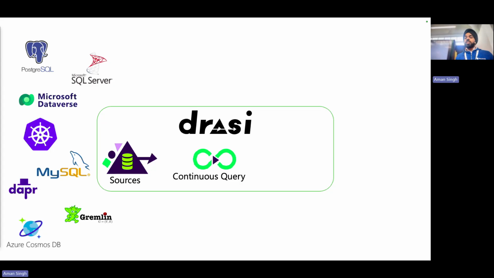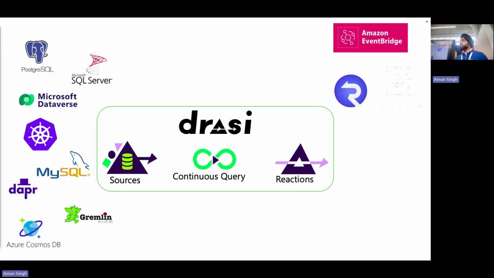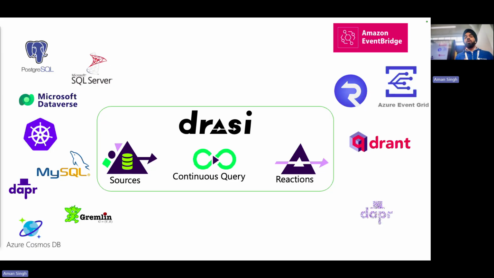So, sure, we get an always current result set and a stream of exactly what is changing, but what can we do with that? Well, that's where the final piece comes in. It is called reactions, and reactions invoke external systems when these query results change. You could post to Slack, you could kick off a workflow, update a vector store, or wake up an AI agent, right? These are some of the integrations that we have in place, and we are always building new.